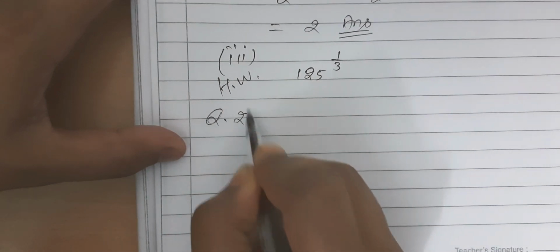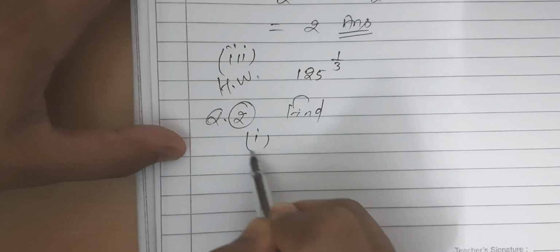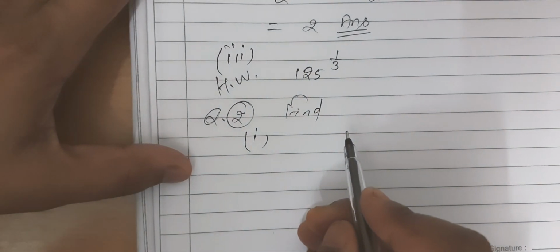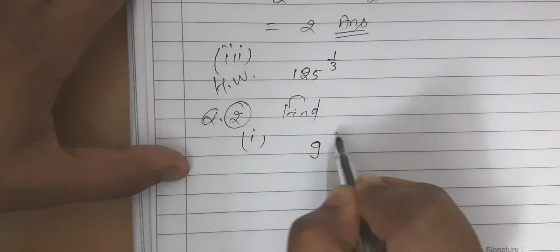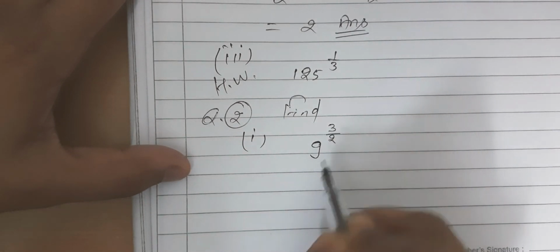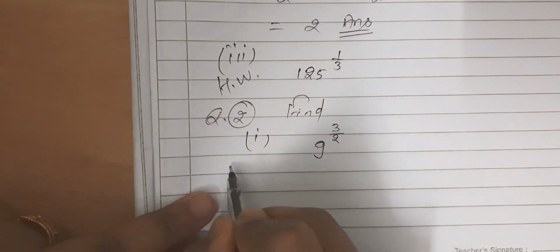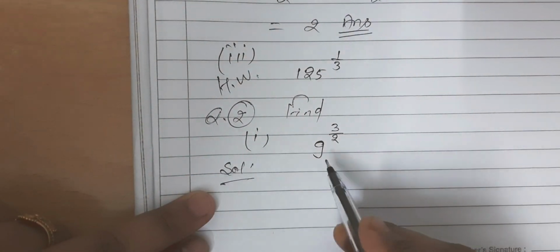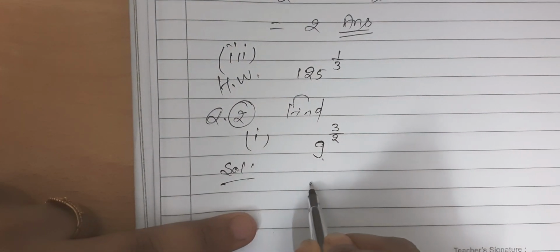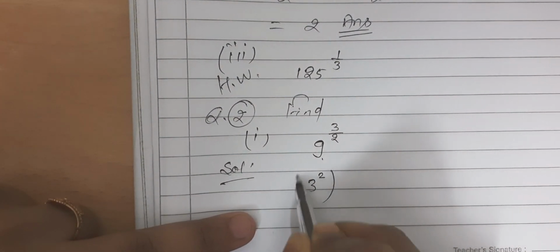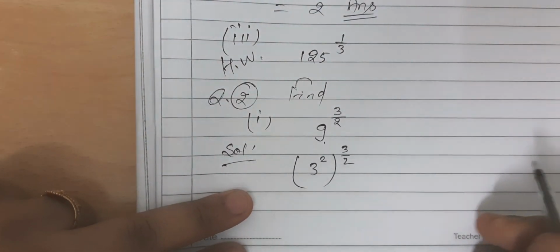Now question number 2 is, again the question is the same, find, and there are 4 parts in this question. So the first one is 9 raised to the power 3 by 2. We'll repeat the same process. This 9 is a square of 3. So 9 can be written as 3 square, power and then power. So power and then power, it means we will multiply the powers.